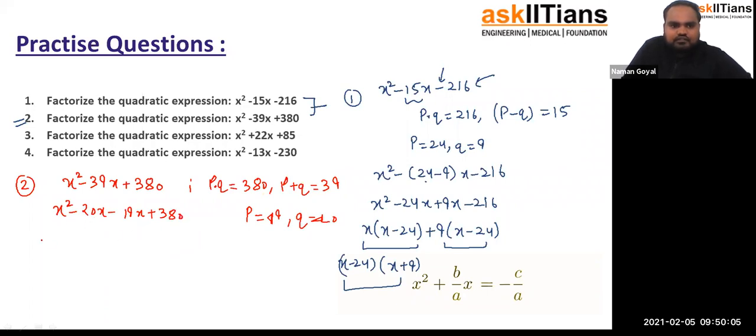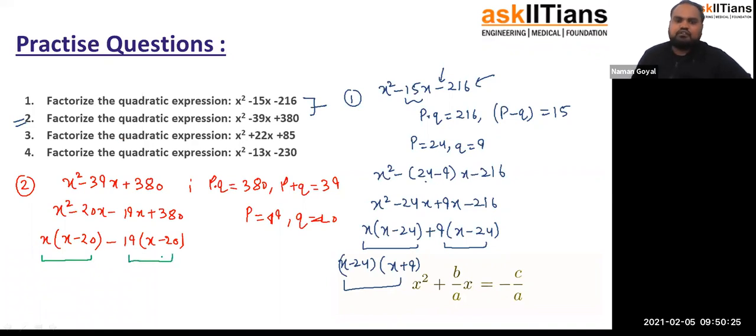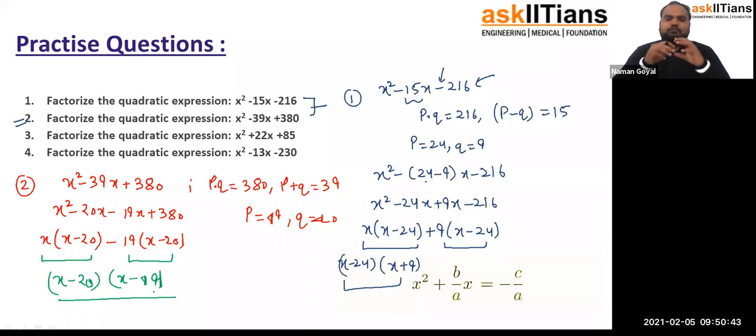So now we can take x common. It gives x minus 20, minus 19 common, it becomes again x minus 20, right? Now if you see here, x minus 20 is with this x and x minus 20 is also with this 19. So now you can take x minus 20 common. If you take x minus 20 common, then you will get x minus 19 over there, right? So this is the factorized form of this given quadratic expression.